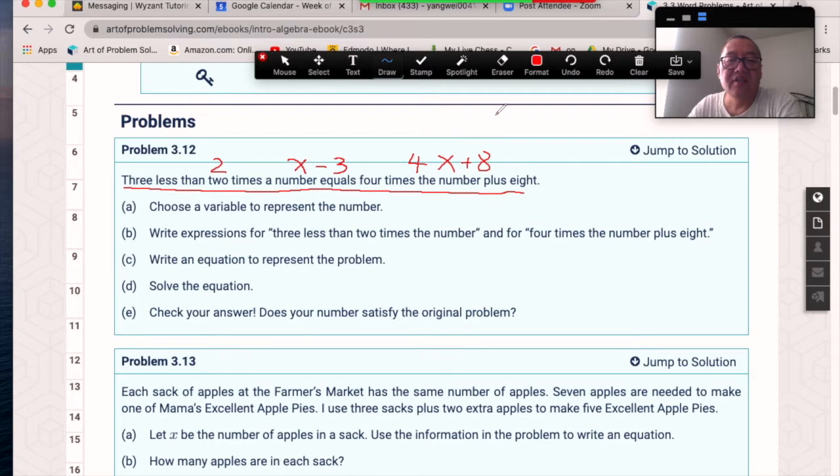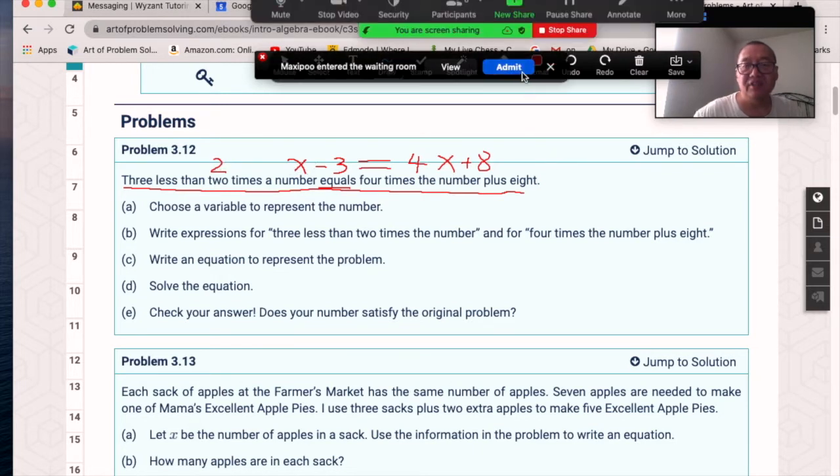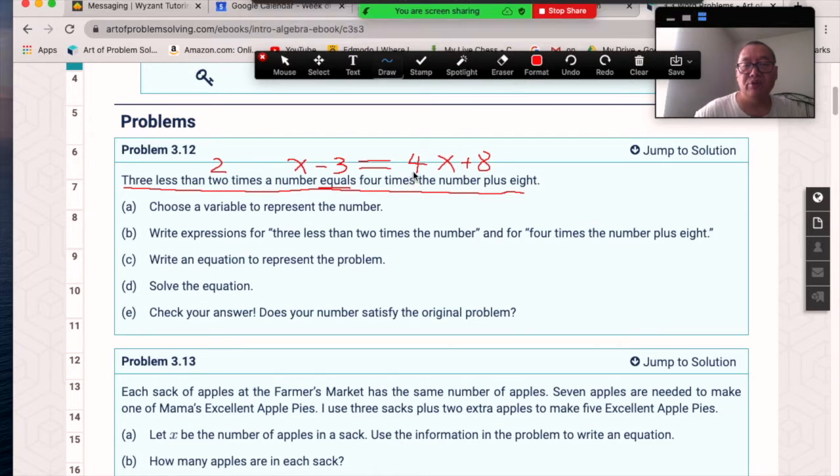Okay? So that means this one equals this. So they give you this equals, right? So 3 less than 2 times a number. Suppose that number is x. So that means 2 times x minus 3 will equal 4 times x plus 8. Then let's see these steps. A, choose a variable to represent the number. Then we choose this x to represent this number, right?